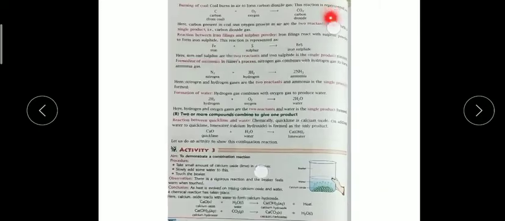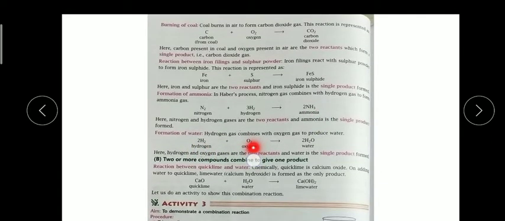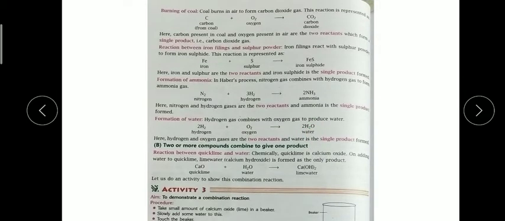Now next, there are many reactions given. The next reaction is the burning of coal. Whenever we burn coal in the presence of oxygen, we get carbon dioxide gas. In the same way, when iron reacts with sulfur, we get iron sulfide. When nitrogen reacts with hydrogen, it forms ammonia gas. When hydrogen, which is a gas, combines with oxygen, we get water. So in all the reactions you can see we have two elements. So this is a combination reaction between two elements.